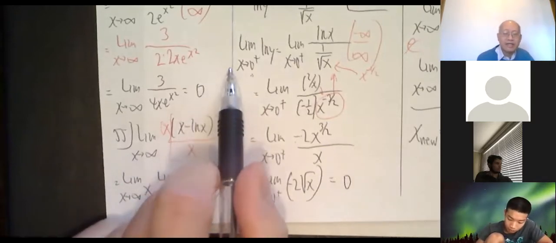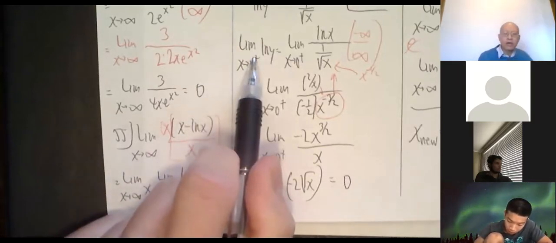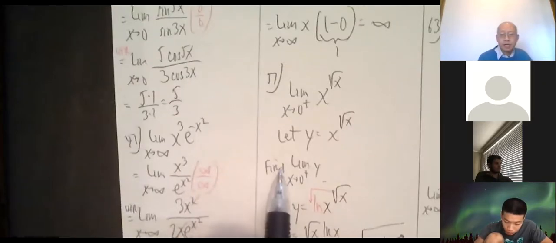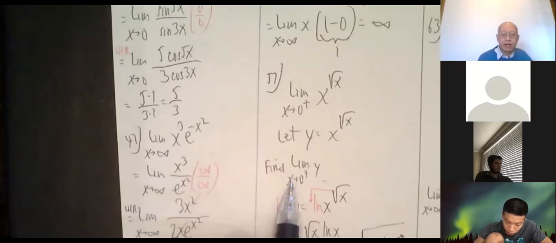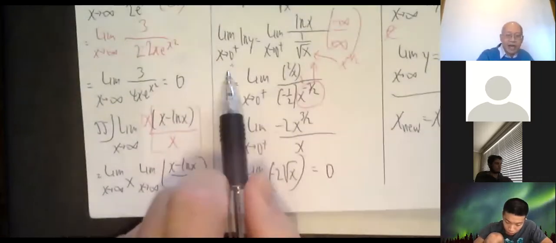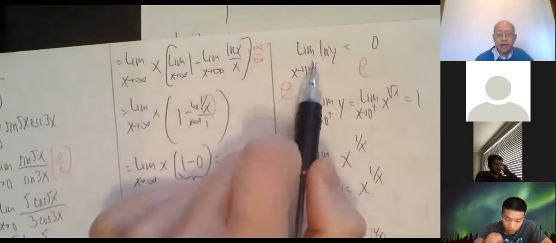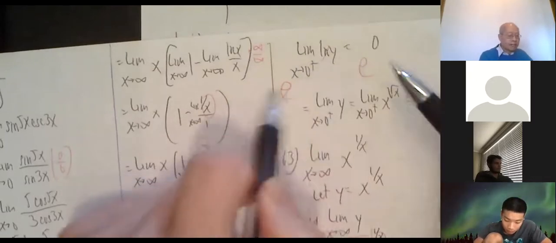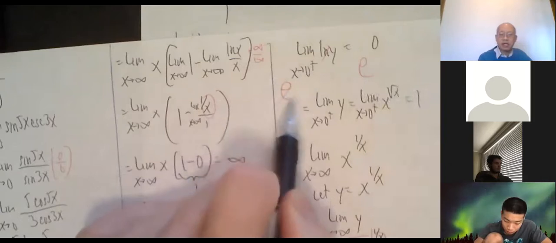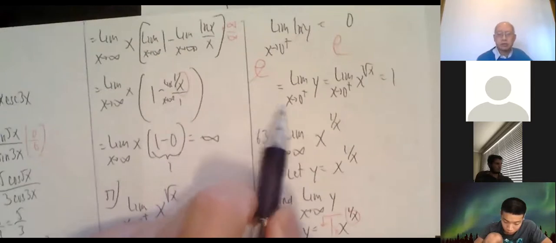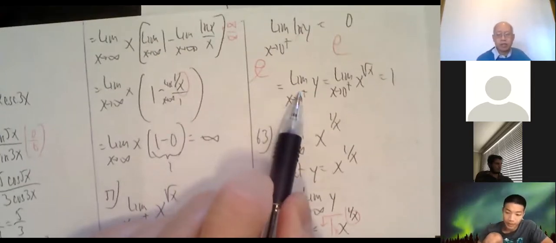The limit as x approaches 0 from the right of ln y. Okay, so I've established that this thing is 0. But that's not what I really want. That's why I write down limit as x approaches 0 from the right of y. Right now I have ln y. So now I exponentiate both sides. So I rewrite it like this. Limit as x approaches 0 from the right of ln y equals 0. And I put e on both sides to exponentiate. Okay, so that e will cancel that ln. So I have limit as x approaches 0 from the right of y, which is ultimately what I want.